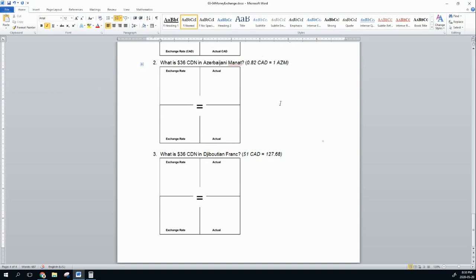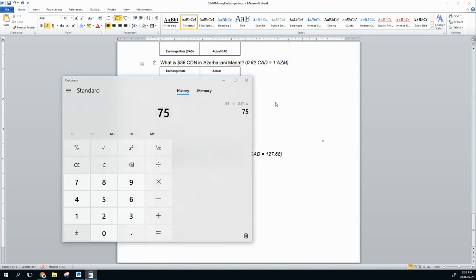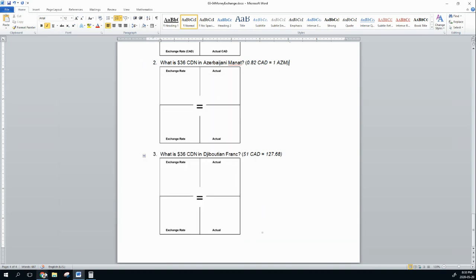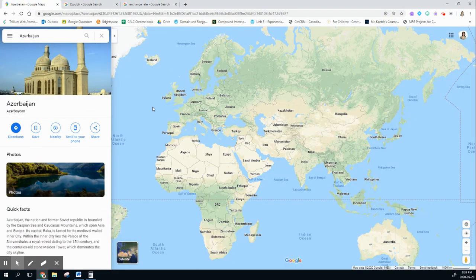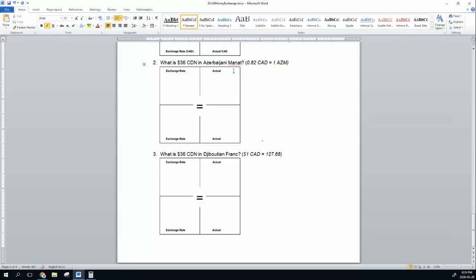Many years ago, I worked in a country called Azerbaijan, and they had a currency, and they still have a currency, called the manat. So while we're talking about the world, where is Azerbaijan? Azerbaijan is right here, in between Turkey, Iran, Russia, the Caspian Sea. And the currency right now is for every 82 Canadian cents, it's 1 Azeri manat.